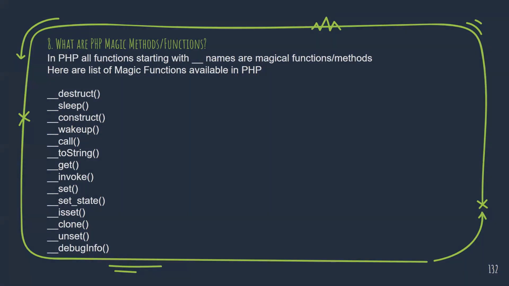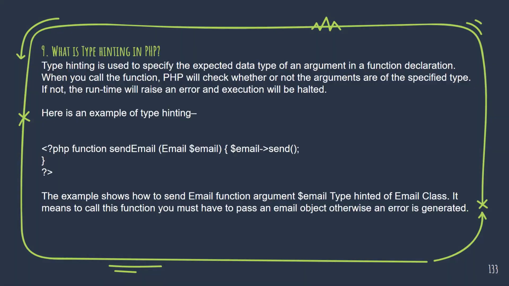Next, as we already discussed, what is type hinting in PHP? Type hinting is used to specify the expected data type of an argument in a function declaration. When you call the function, PHP will check whether or not the arguments are of the specified types. Here is a small example of type hinting in PHP: email, the email function argument.